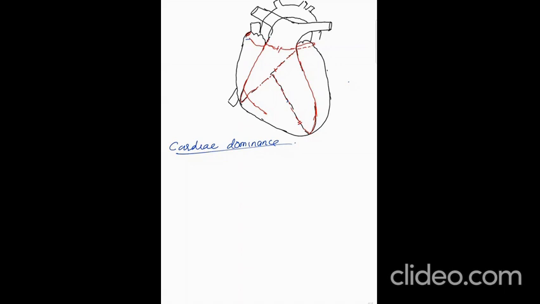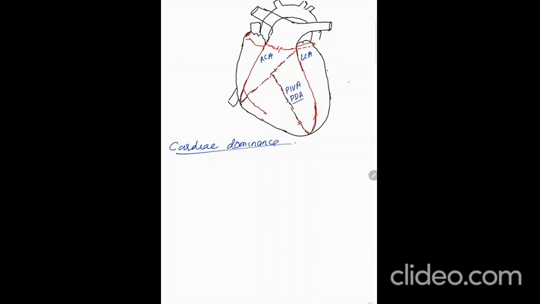Okay, now let us see cardiac dominance. It's a question normally asked for examinations. So what is cardiac dominance? Here again, this is the right coronary artery and this is the left coronary artery. And what is the name of this artery? That is known as the posterior interventricular artery, also known as the posterior descending artery. Okay, PDA, posterior descending artery.